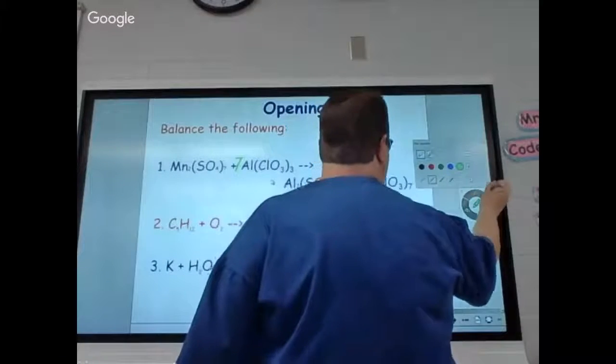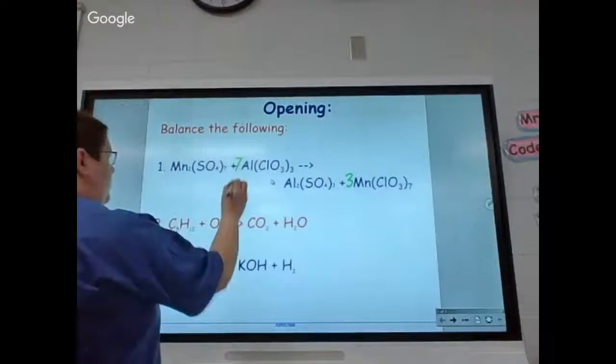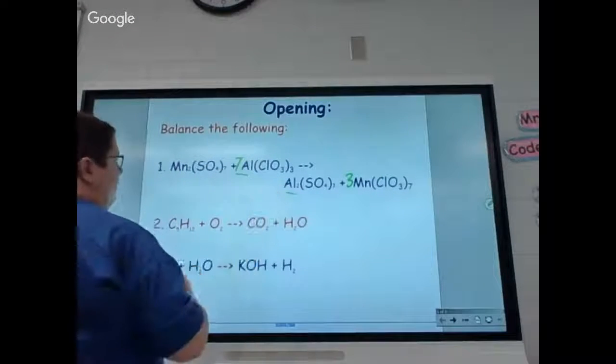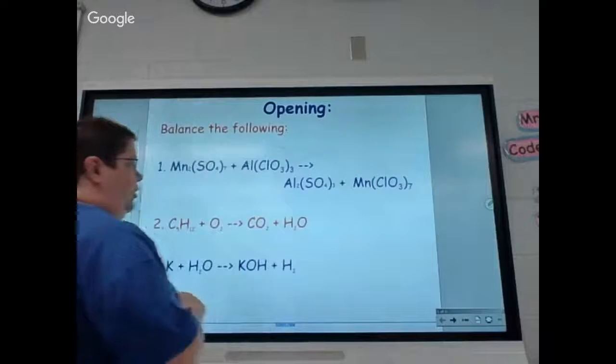Make that line a little thinner there. All right. So how many aluminums are here? 7. Can I get 7 there? No. So you said, all right, that wouldn't work. So pick something different.